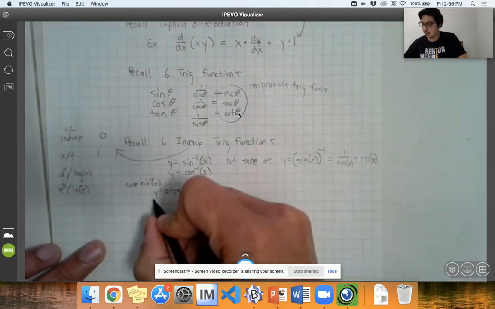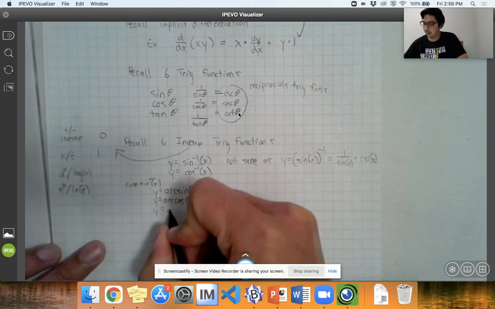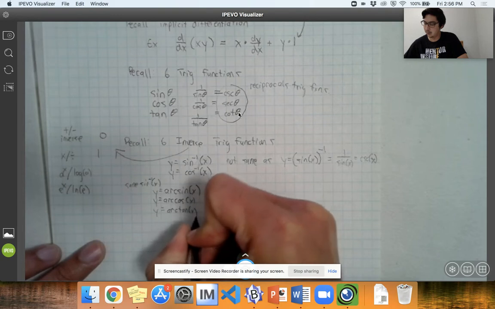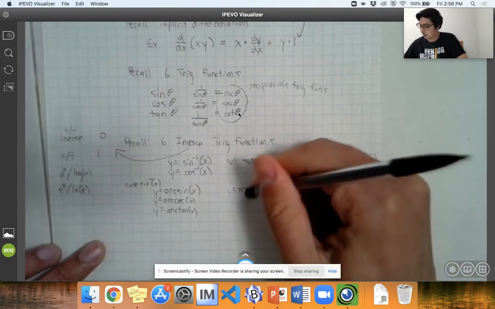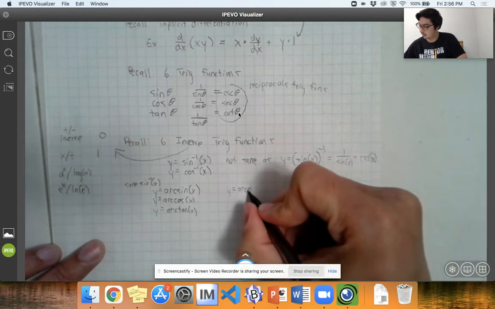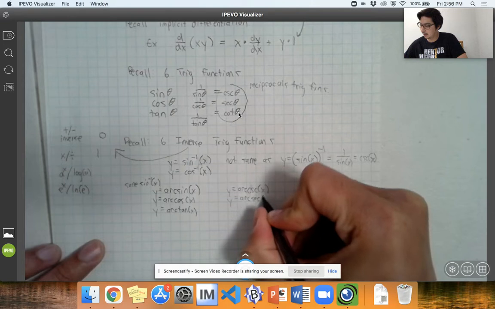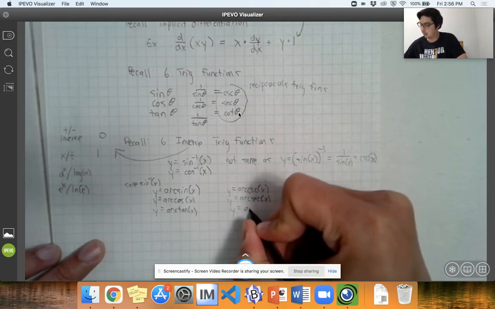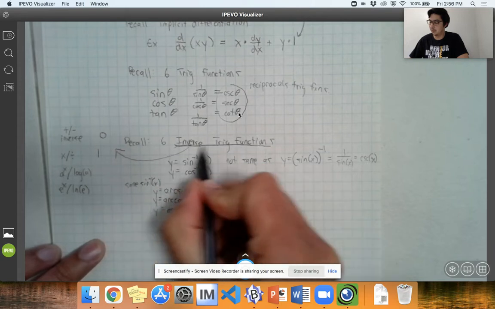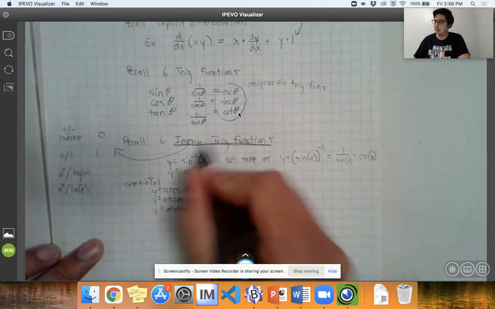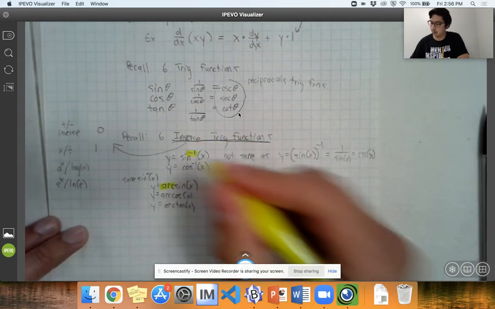So the inverse of cosine would be arc cosine of x. The inverse of tangent would be arc tangent of x. And then you have y equals arc cosecant of x, and y equals arc cotangent of x. These are your inverse functions. Is the idea that it's the arc, or you might see the -1. Okay, it's the -1 or that word arc with it.